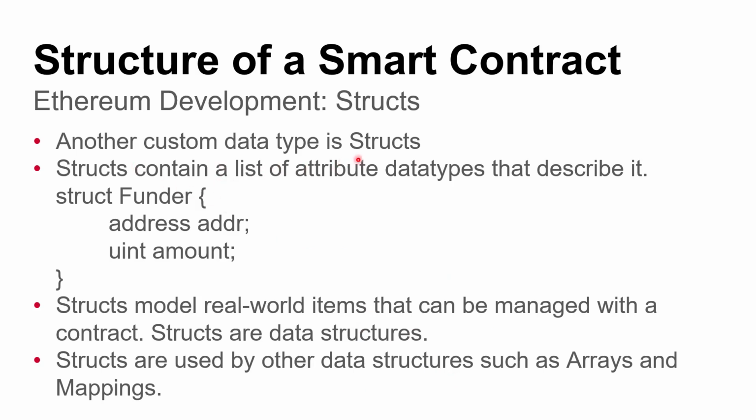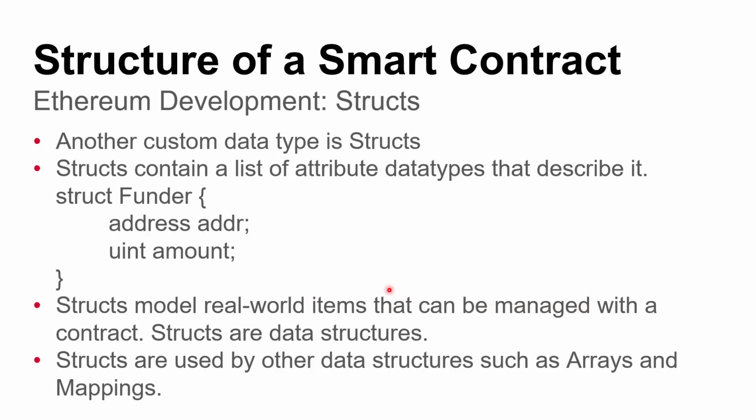Another custom data type are structs. So structs are what we are going to use to model real-world objects. It's one of the tools. So we can see here we have a funder struct. So we need an address and an amount. So you can imagine what kind of data we want to build in here for funder. So again, this is one of the ways that we model real-world objects.